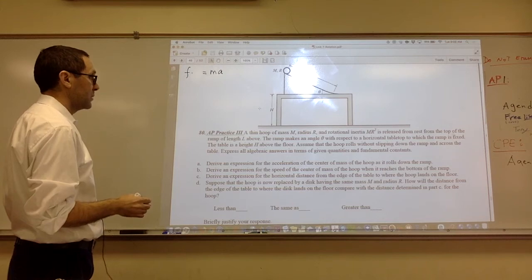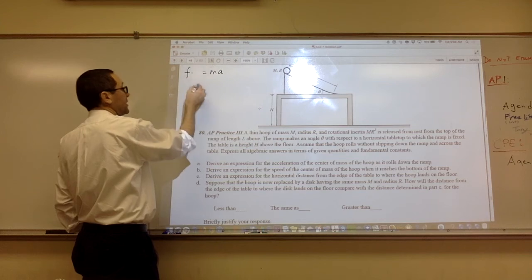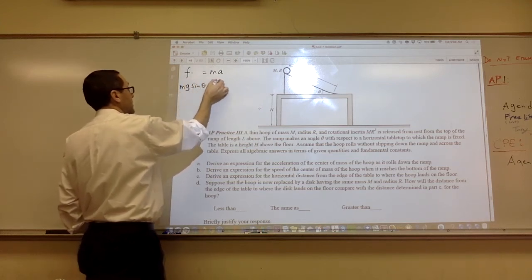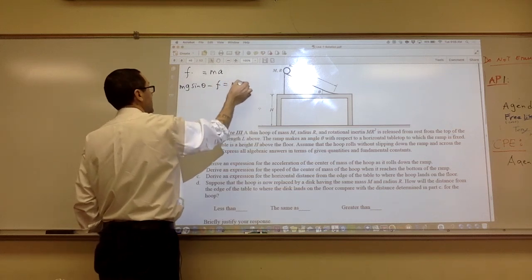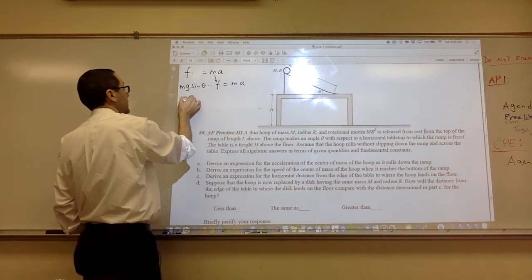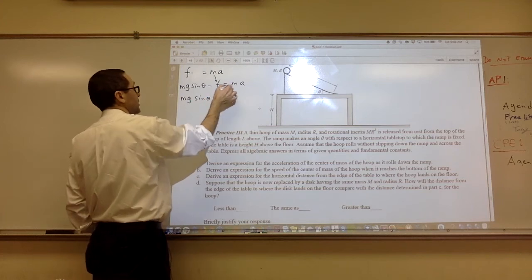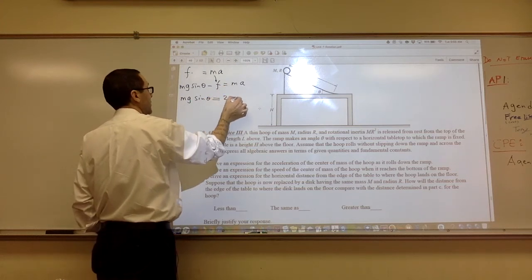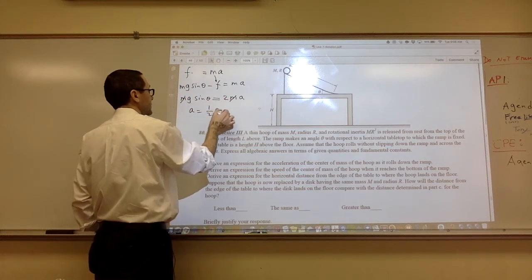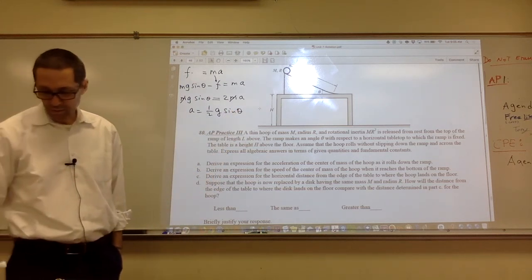Now we have to do F net equals ma. So mg sine theta minus the force of friction equals ma. So now I think if we just plug in ma here, we'll be looking at mg sine theta minus ma equals ma. So this is equal to 2ma. Cross out the masses. So a is going to be half of g sine theta. And that's pretty much what I have here.